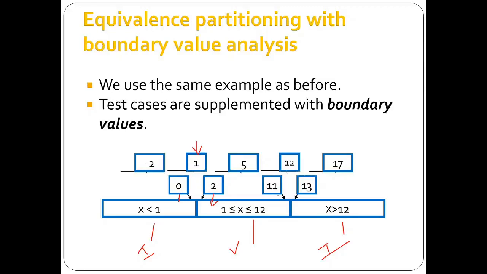You can also see here 11 comes under this partition and 13 comes under this partition, and between these two partitions, 12 is there on the boundaries, which you are going to test and select. And this 5 comes under the valid partition, minus 2 comes under the invalid partition, and 17 comes under the invalid partition. So in this way you are going to combine equivalence partitioning and boundary value analysis, and perform black box testing.